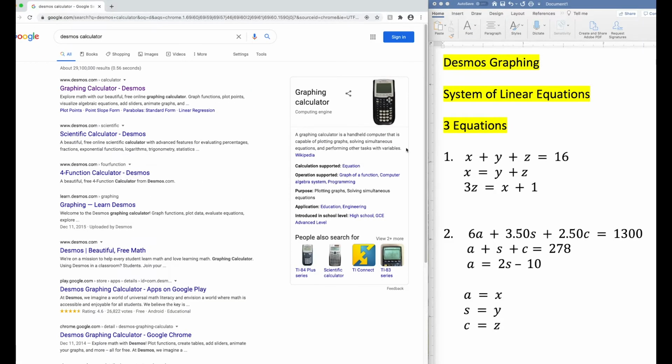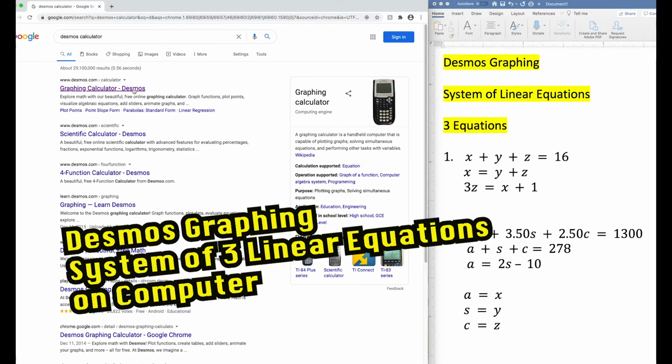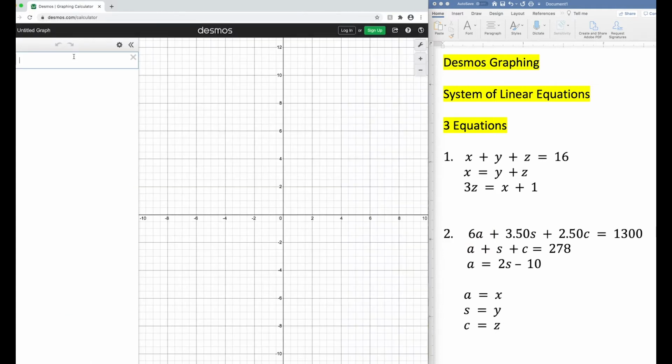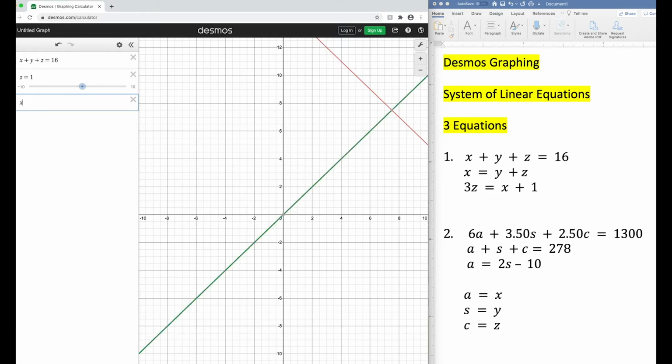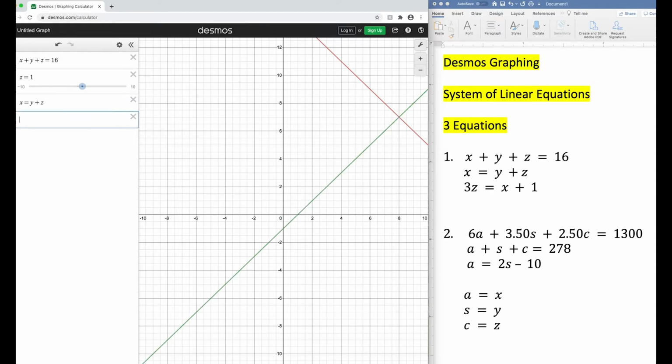Graph a system of linear equations using three equations with decimals. As you know, Desmos only defines x and y, but it's still totally doable. So let's give it a try. x plus y plus z equals 16. I'm doing question number one on this side. You have to add a slider for z, because like I said, the calculator already defines x and y. Now we're going to grab the next one, plus y and z, enter, and then we have 3z equals x plus 1.